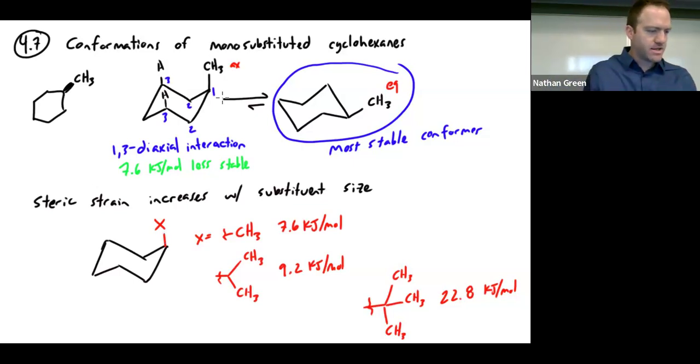Basically, what I'm saying is the relationship in this equilibrium gets more and more lopsided as this group gets bigger. So when there's a methyl group up here, it costs 7.6 kilojoules per mole. And so it's not great, but it can exist. If this were a T-butyl group, this would almost not be in equilibrium at all. It would be all of this conformer, right? Because the T-butyl group is so big that it's going to just stay in the equatorial conformation.